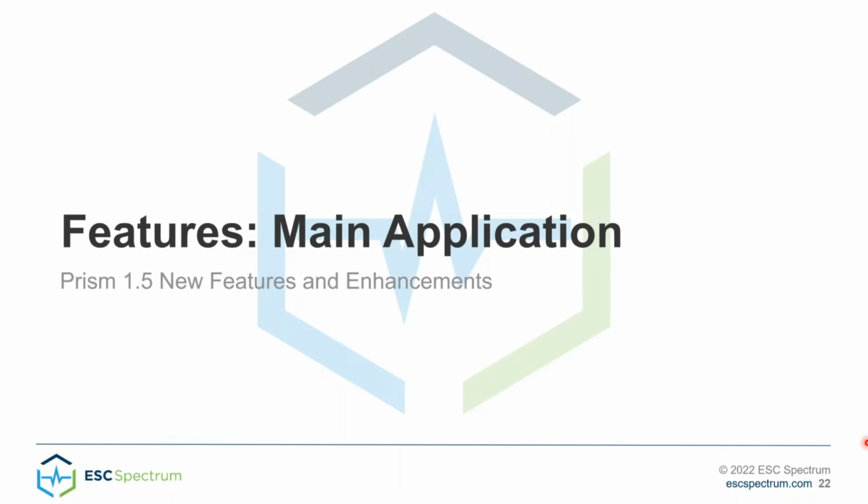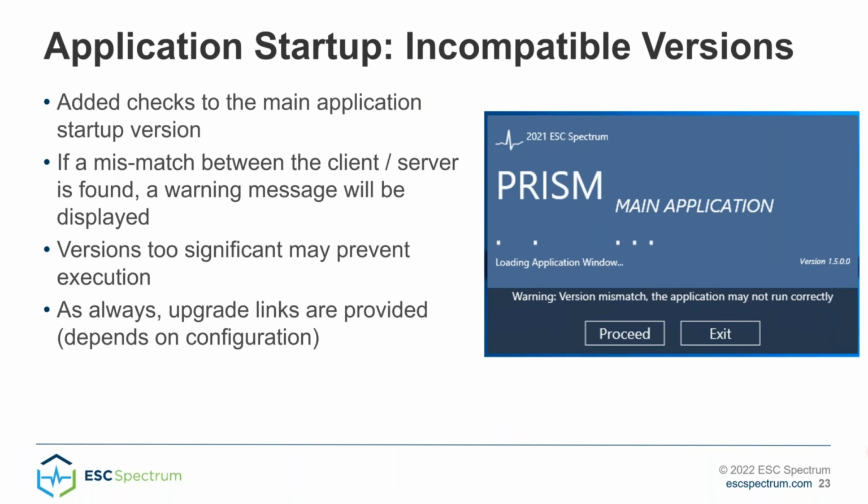Some of the main application features and enhancements we've done in 1.5. First one you may notice is the incompatible versions message. So on application startup, if the database version and the client version are different, you may see this bottom message pop up on the loading screen that it's detected a version mismatch. Typically, it will give you 2 options, either proceed or exit. If you don't click anything, it will keep proceeding. It will open the application anyway, but you do have the option to exit here if you want to.